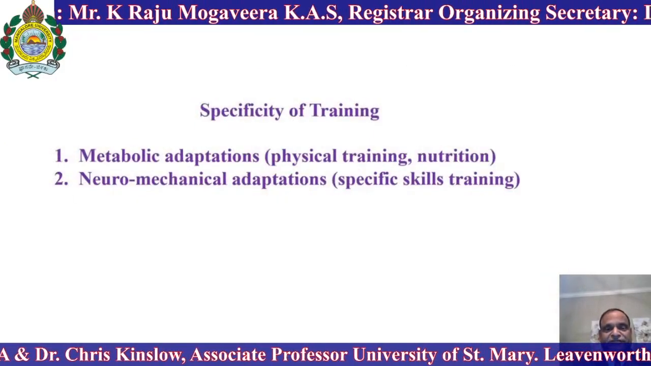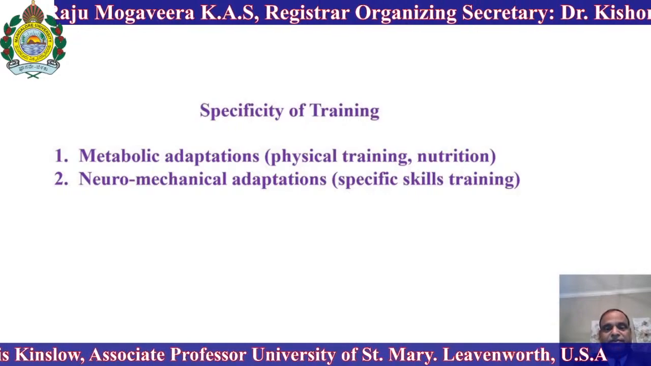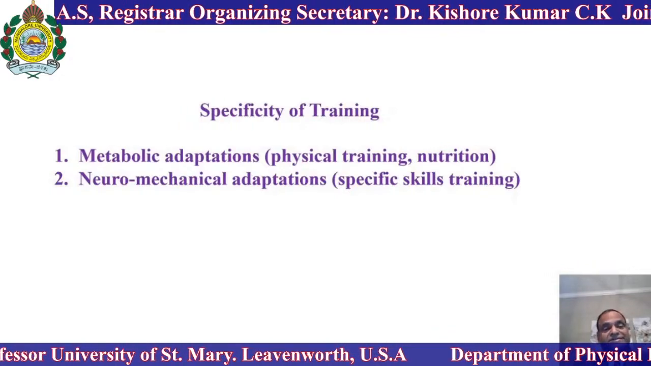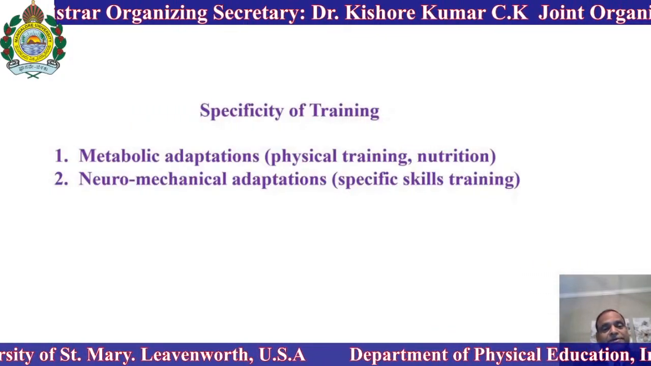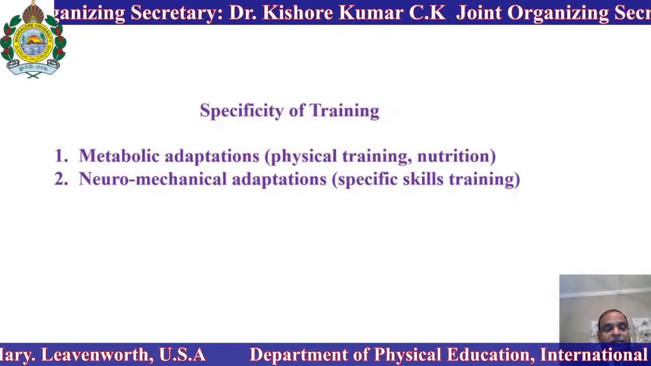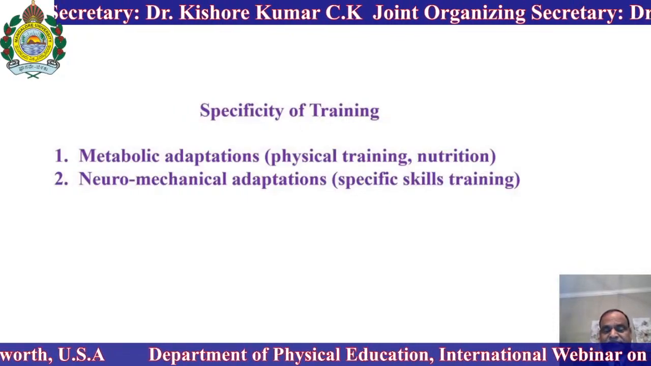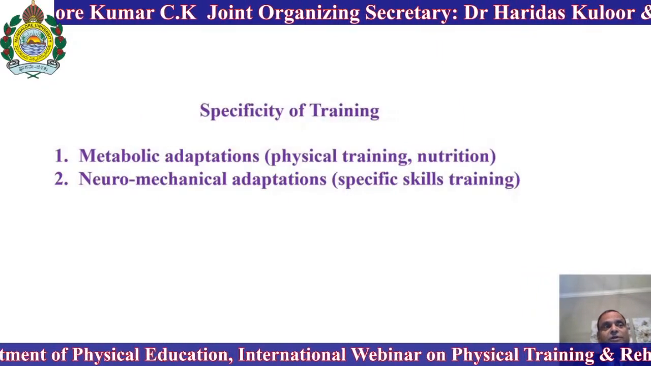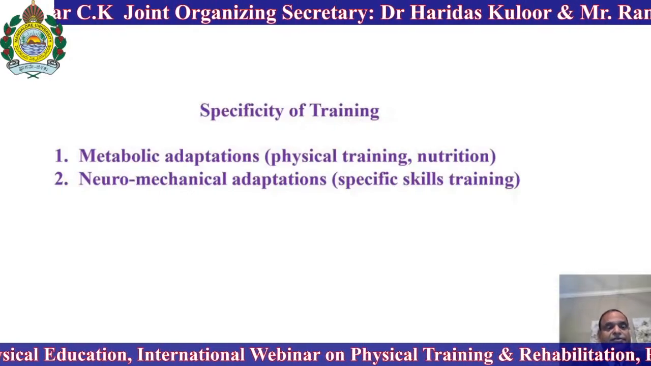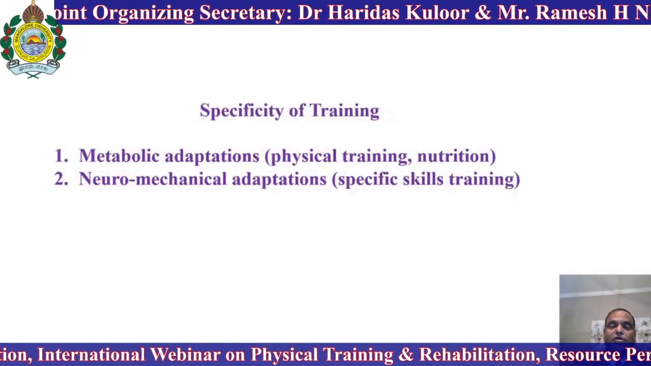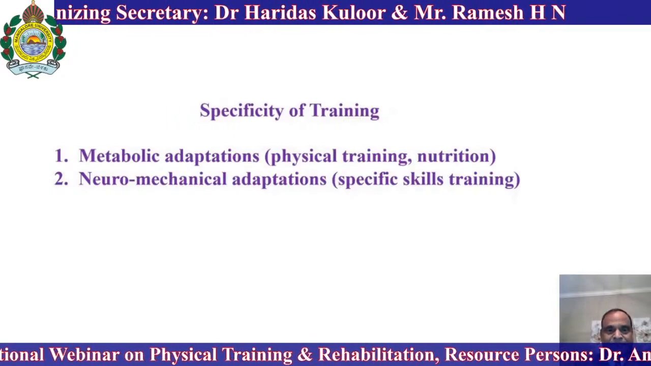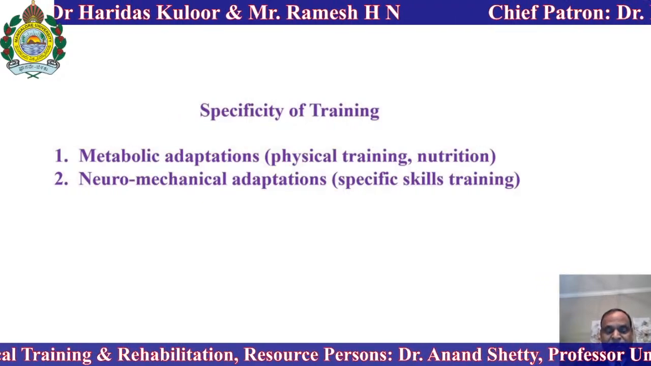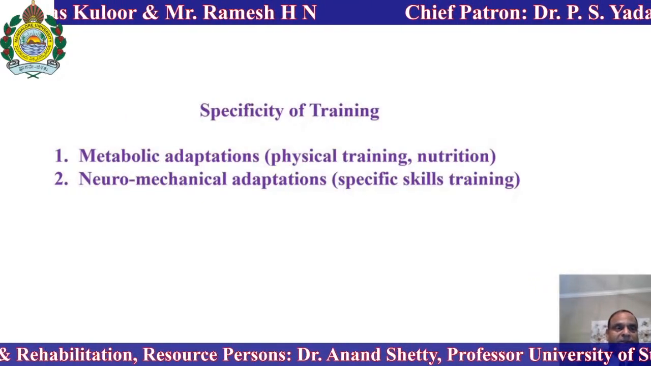The specificity of training involves training a person for a specific sport. It may be long jump, high jump, sprints, long distance running. In actuality, what we are trying to train is metabolic adaptations as well as the neuromechanical adaptations. Metabolic adaptations involve physical training and nutrition, and neuromechanical adaptations involve improvement in skills. Both of these involve overload principle.